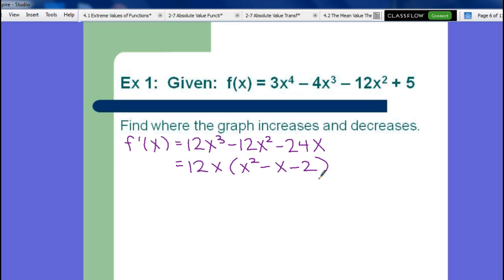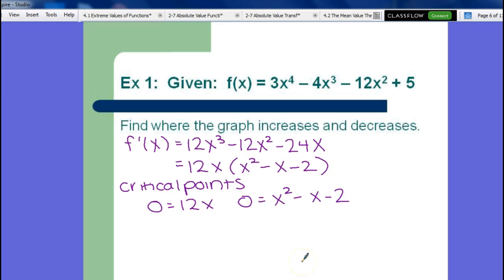So now, in order to find those critical numbers, we set the derivative equal to 0. So again, my critical points come from setting the derivative equal to 0. So we're going to get x equals 0 over here. Does x squared minus x minus 2 factor? Yes, it factors very nicely, so you don't need the quadratic formula. You get x minus 2, x plus 1, which gives x equals 2, and x equals negative 1. So we're super excited. We have 3 critical points.